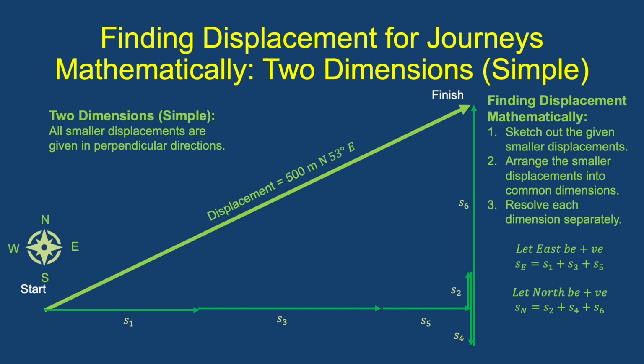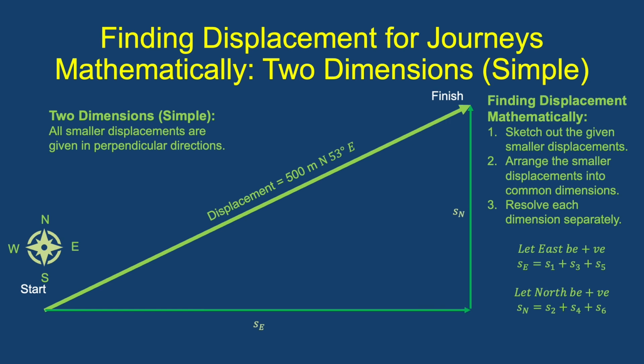We've drawn all of the east-west vectors first, and then we've drawn all of the north-south vectors last. Mathematically, this makes it a lot easier. We find the total displacement east-west. We find the total displacement north-south. And then suddenly, it turns into a Pythagoras question. It turns into a trig question.